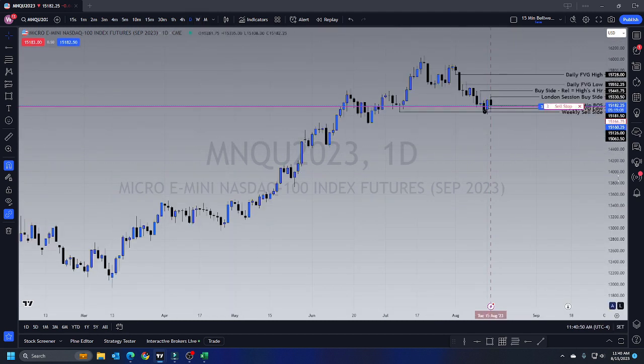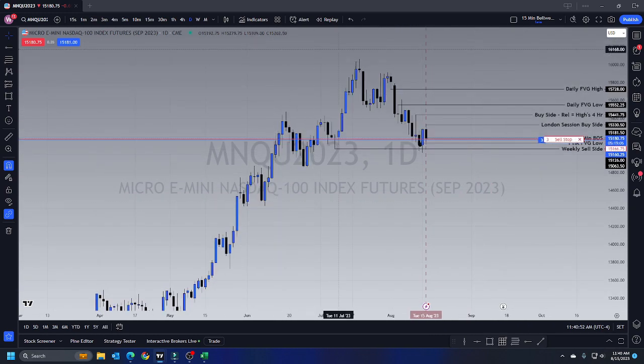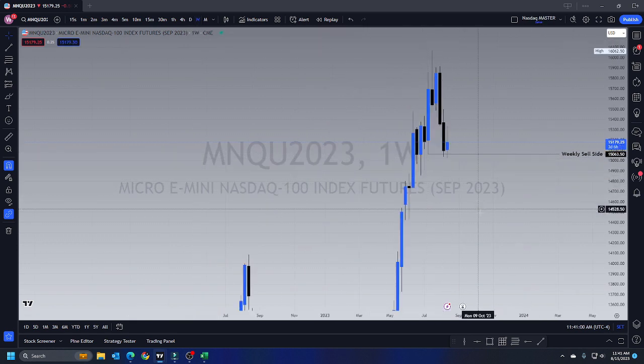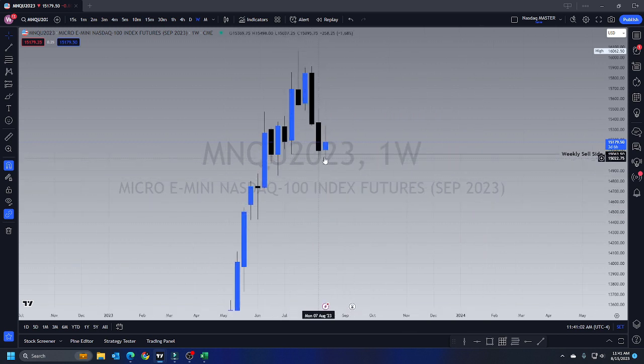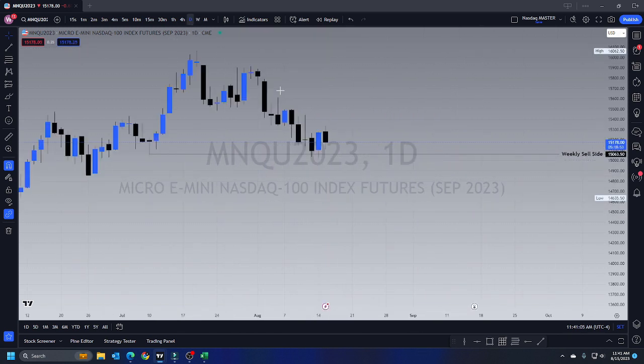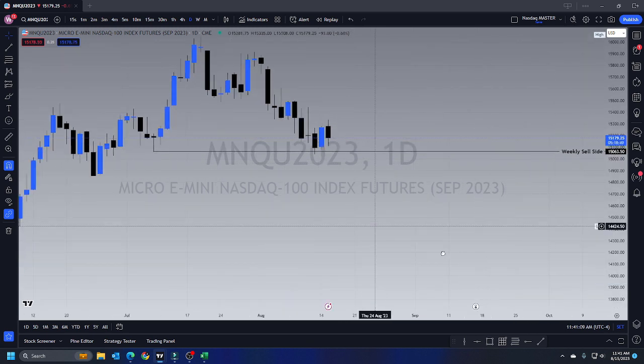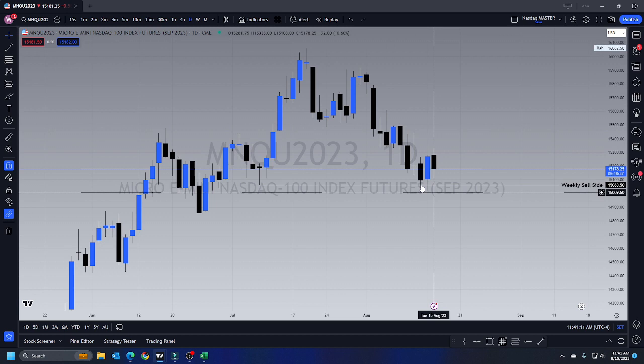So if we go and look at our daily chart, it's a little crowded. Let me pull this one up. There we go. If we look at our daily chart, what's going on? We had weekly sell side here. Let me go to weekly. Weekly sell side here, which was taken yesterday. So based on what ICT teaches us, if weekly sell side was taken here, then more than likely we should be looking up for a target in this area.